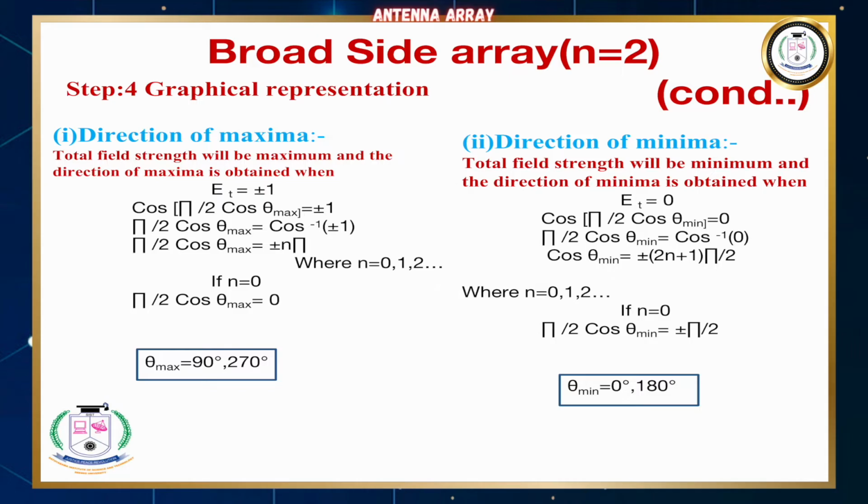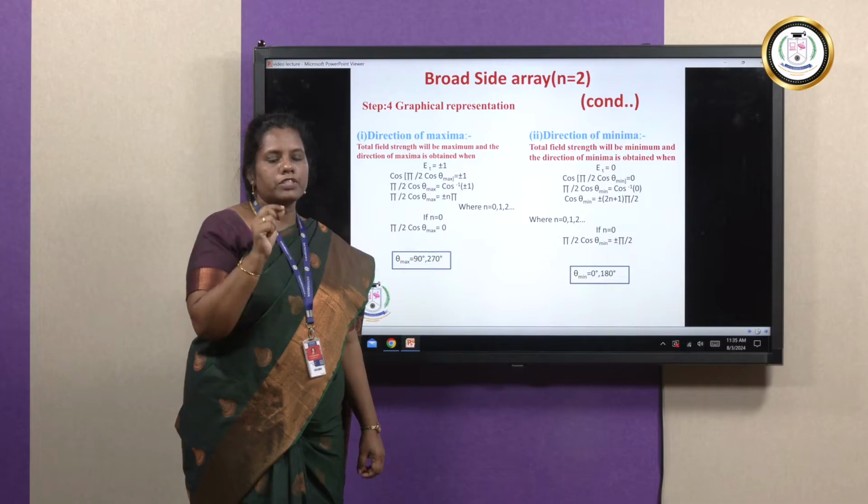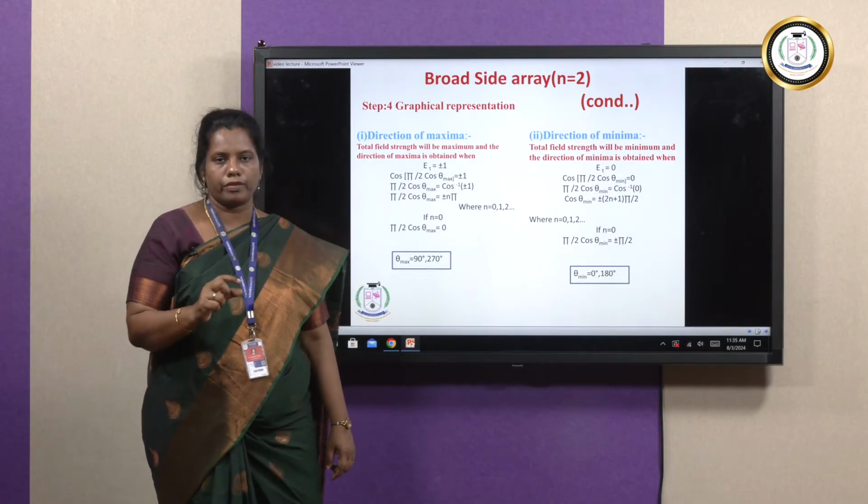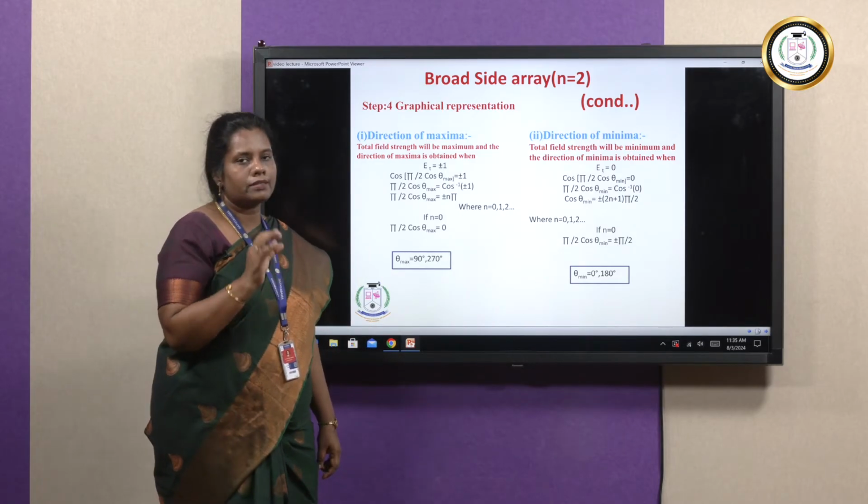Next, the fourth step is to draw the radiation pattern. For the radiation pattern, we need to draw or mark the angles, which show the graphical representation. To draw the graphical representation of a radiation pattern, we need 3 steps.